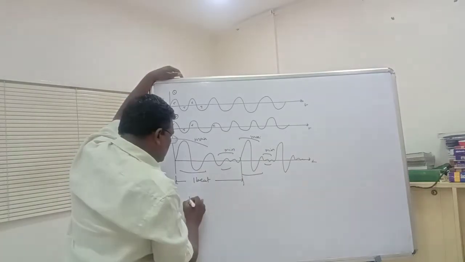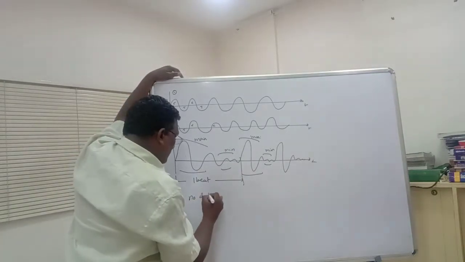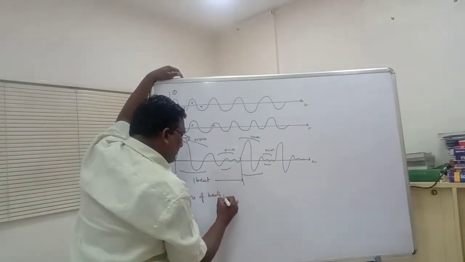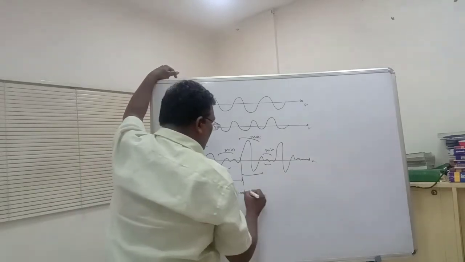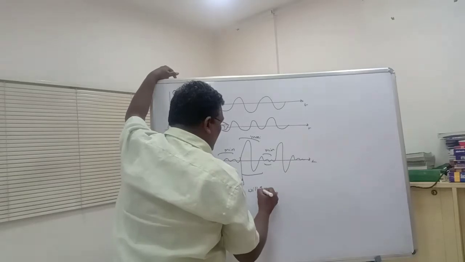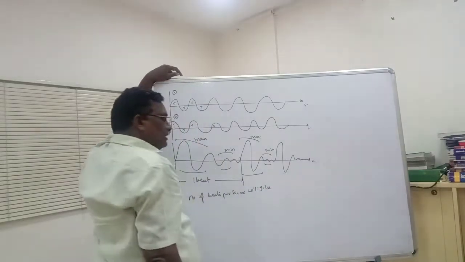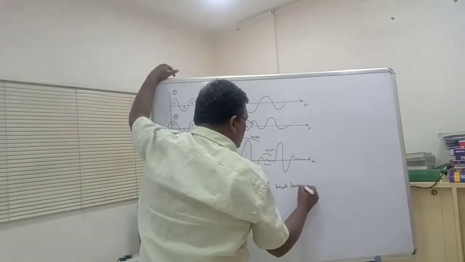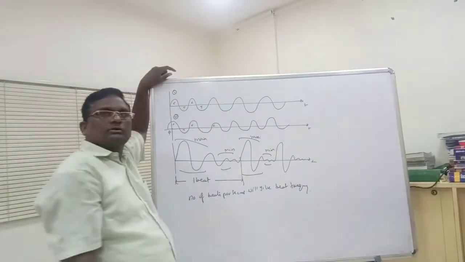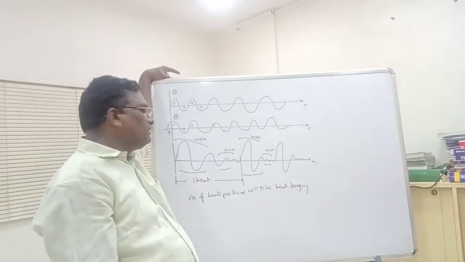Number of beats per second. Number of beats per second will give the beat frequency. Simple it is. So what is a beat and what is a beat frequency?